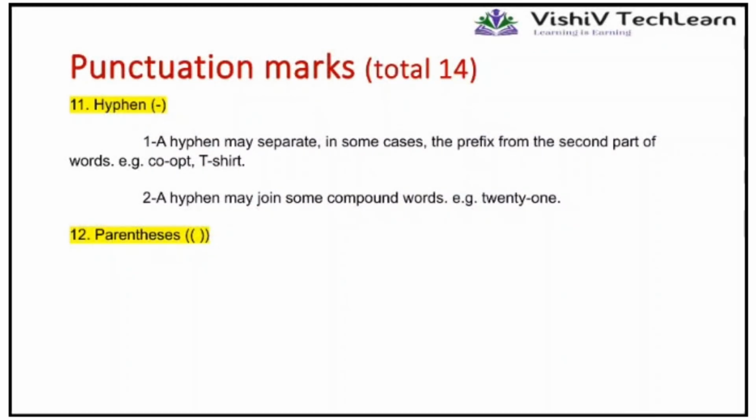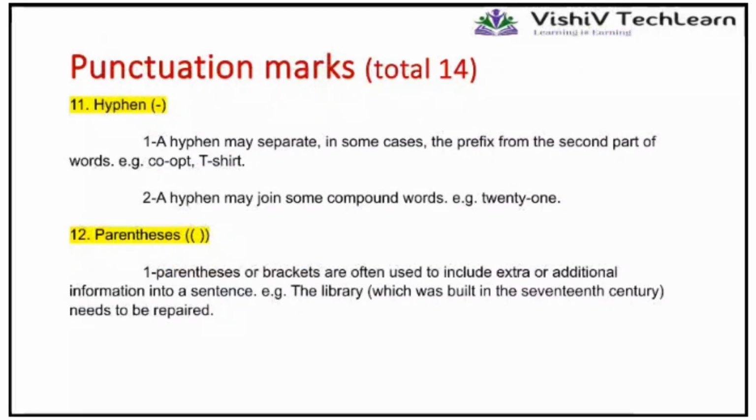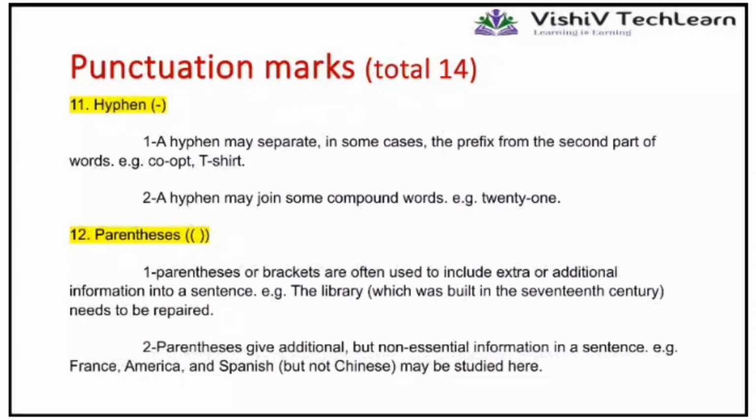Our next punctuation mark is parenthesis. Parenthesis is nothing but a round bracket. Let's go through its uses. Parentheses or brackets are often used to include extra or additional information in a sentence. Example: the library (which was built in the 17th century) needs to be repaired. The actual sentence is: the library needs to be repaired. Now, to give extra information on why it should be repaired, the parenthesis is added, in which it is written that it was built in the 17th century. So the reader will come to know that the library was built in the 17th century, and that's why it needs to be repaired, since it got old.